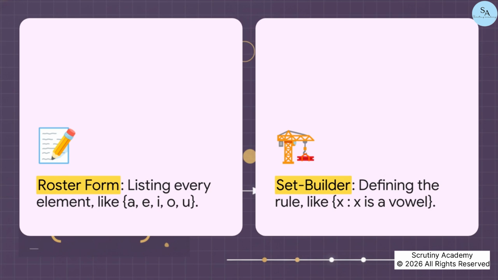But sometimes listing everything takes way too long, and that's exactly where set builder form comes in. Instead of listing out all the elements, you just write the mathematical rule that defines them. So instead of writing out the letters, you write the rule X is a vowel.